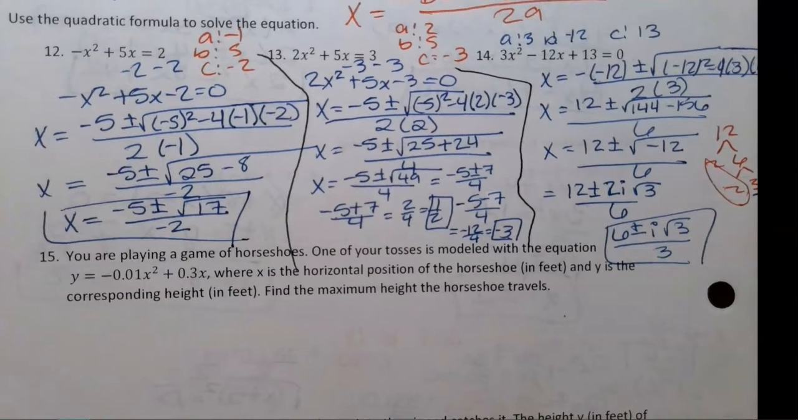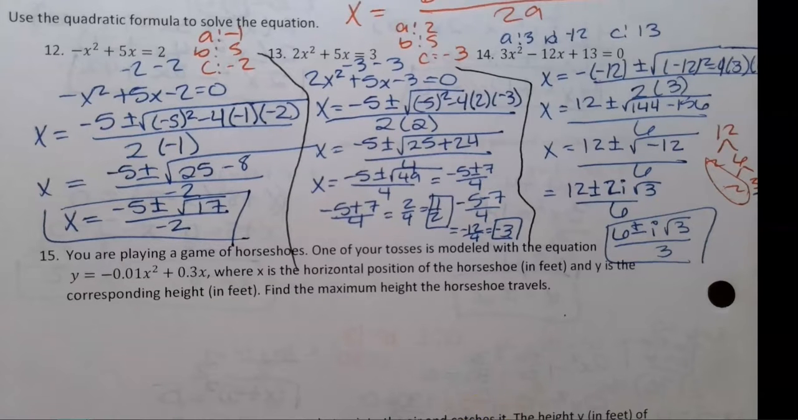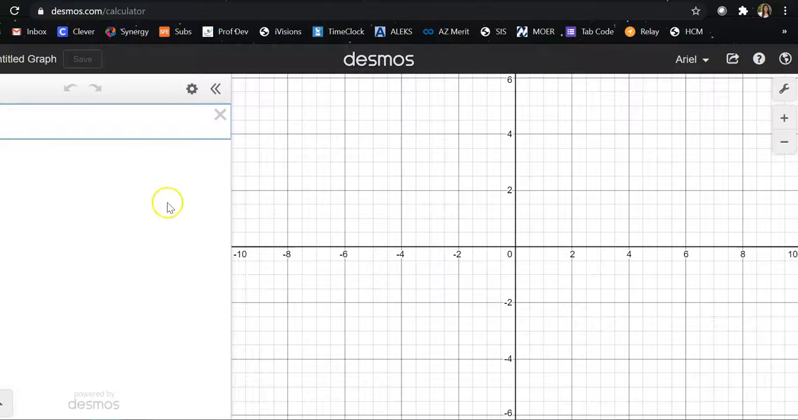Okay, on number 15, it says I'm playing a game of horseshoes. One of my tosses is modeled with the equation y equals negative 0.01x squared plus 3x, where x is the horizontal position of the horseshoe in feet, and y is the corresponding height. It wants me to find the maximum height the horseshoe travels, so what I want to do here is go to Desmos and type in that equation.